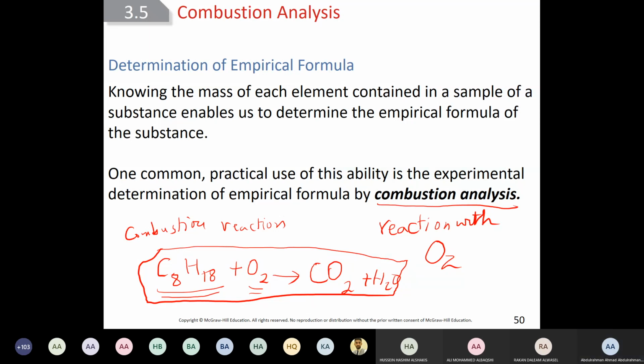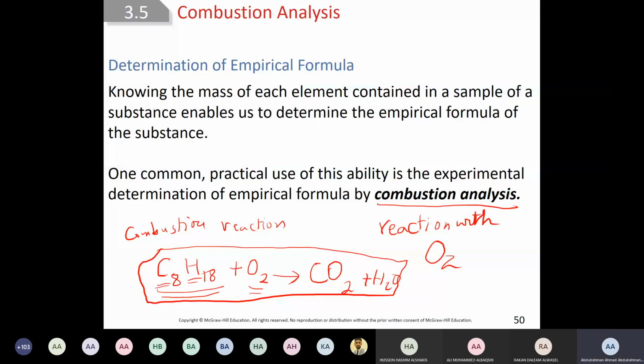Clear? Any question? Keep this in your mind. Whenever you burn any organic compound that contains carbon and hydrogen and maybe oxygen or nitrogen, what you're going to get is CO2 and H2O.